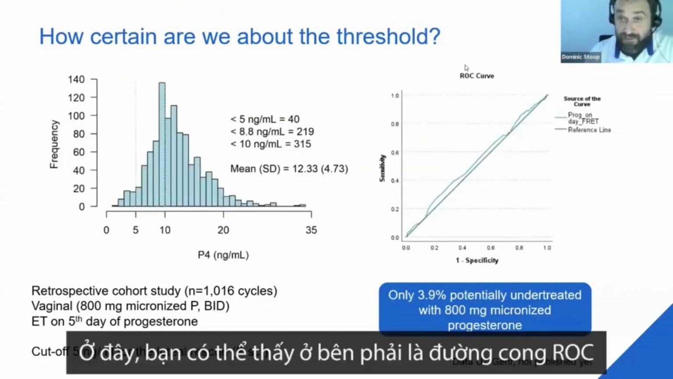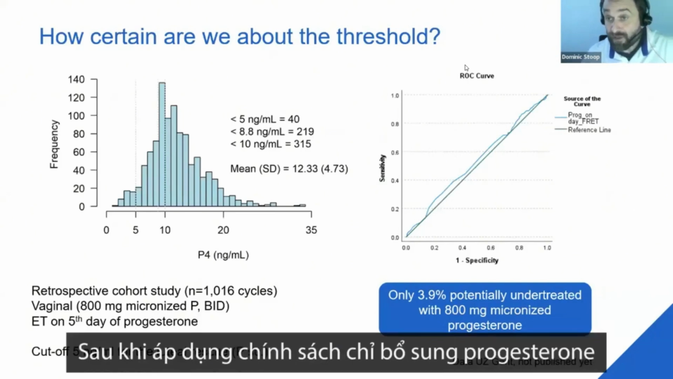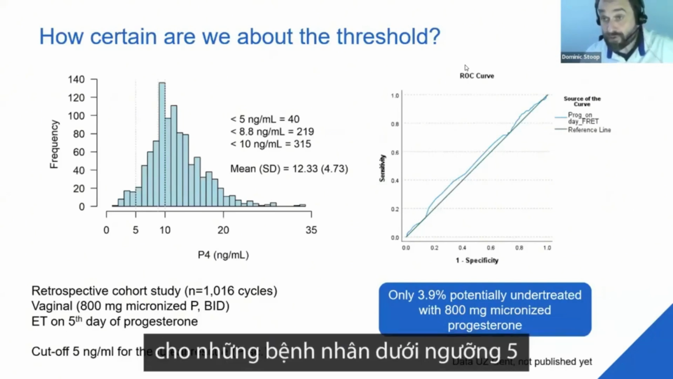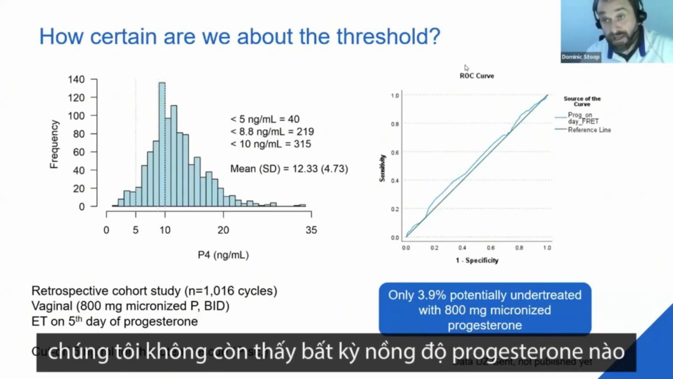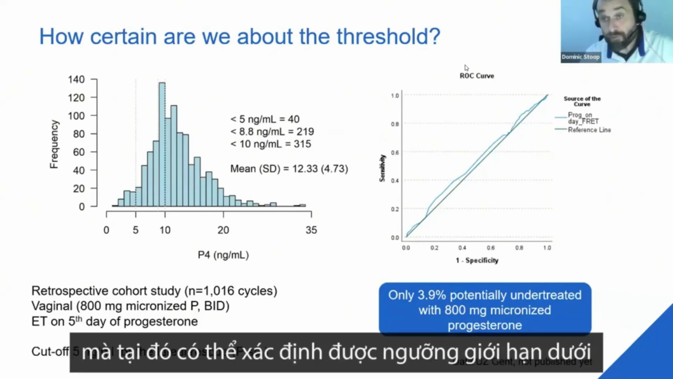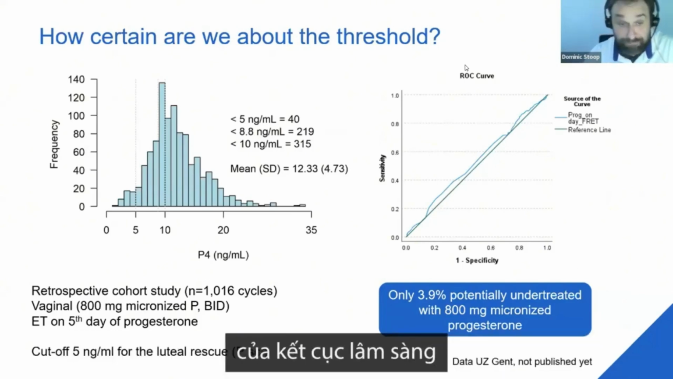So what you can see on the right is the receiver operating curve. After this policy of only giving subcutaneous progesterone under 5, we no longer see any progesterone level where we could define a cutoff of lower outcome.